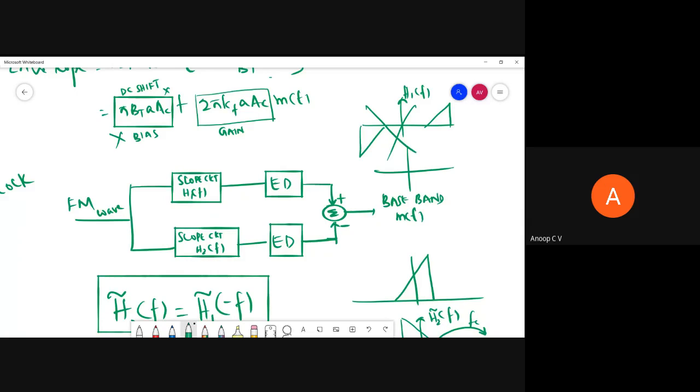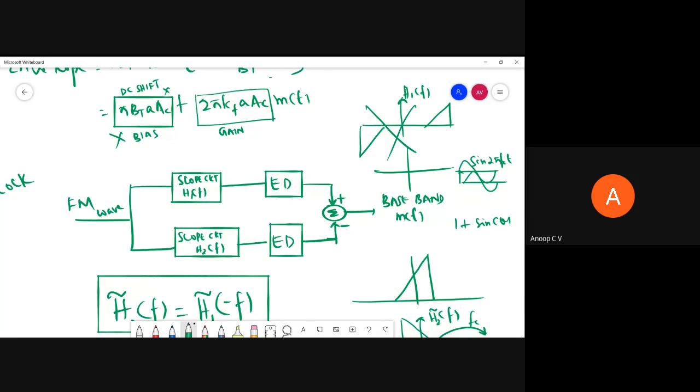A DC bias is nothing but, if you have a sinusoid, say sine 2 pi fct, what does 1 plus sine 2 pi fct mean? 1 plus sine theta: what will happen? This entire thing will be clamped up, right? That is the bias or DC shift. Same thing here as well. This m of t, whatever be the waveform, if you add a constant to it, a DC shift or a bias, it will be clamped up. You should clamp it down.